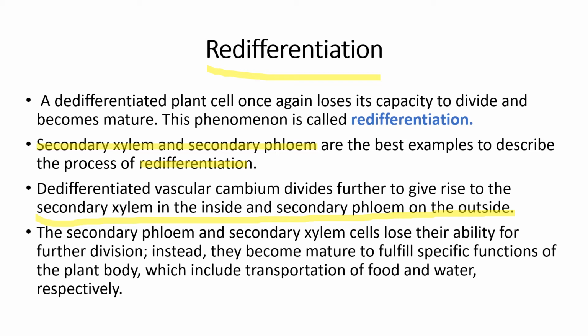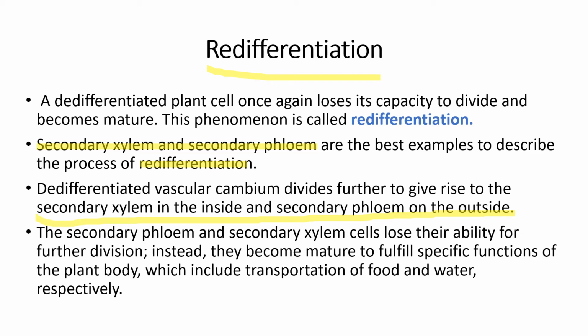So the secondary phloem and the secondary xylem lose their ability for further division, because they are in the mature state. They become mature. After this, there will be no redifferentiation in this.